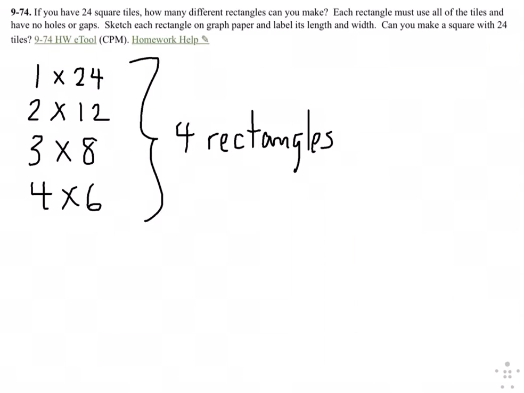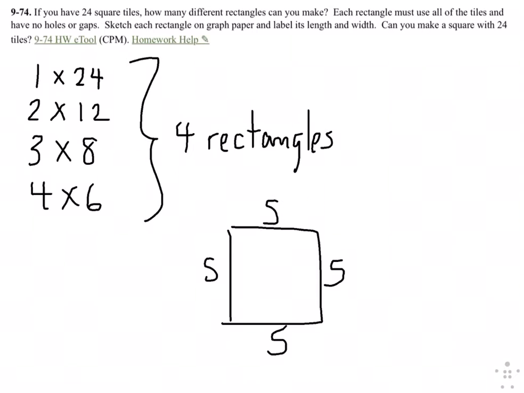Okay, so the second part, can you make a square with 24 tiles? Can you make a square? So for it to be a square, both, right? I mean, if we have a square, by definition, all 4 sides are the same, right? So basically, what's the square root of 24? Is it a perfect square? No, it's not. So can we make a square? No, we cannot make a square out of 24.